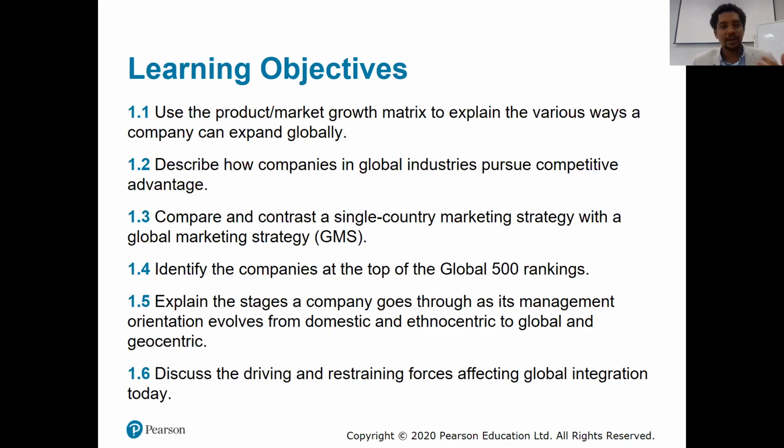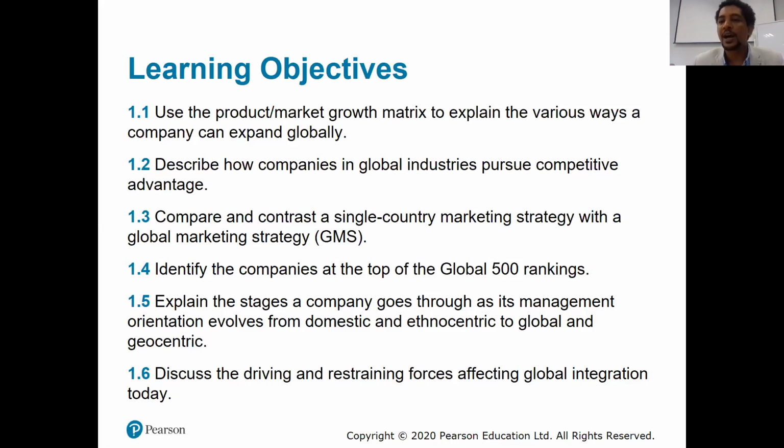And the third objective is to compare and contrast a single country marketing strategy with a global marketing strategy. First of all, we have said there is domestic marketing and there is global marketing. The strategy that we adopt for single country marketing or domestic marketing and global marketing are different, right? When we say single country marketing, let's say there is a company in Korea that only operates in Korea. This company doesn't have any subsidiaries or any company in any other parts of the world. So this company is going to use a single country marketing strategy, because it's operating only in Korea.